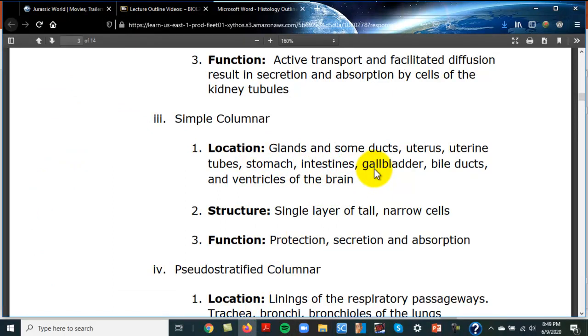So glands and some ducts. A duct is a hollow tube. Uterus, uterine tubes, that's the fallopian tubes. Stomach, intestines, small and large. Gallbladder, bile ducts, ventricles of the brain. So a lot of the hollow organs. Single layer of tall, narrow cells, and the function is protection, secretion, and absorption. They are thick, so there's some protection. Secretion, because they do secrete mucus, from the goblet cells. And then absorption, because areas like the stomach absorb water, the small intestine absorbs food and water, mostly food, and the large intestine absorbs water and electrolytes.